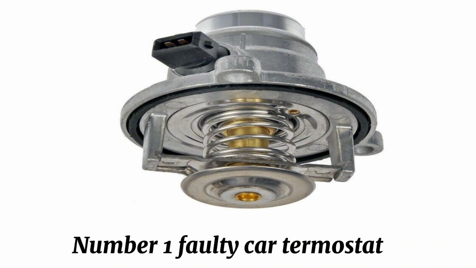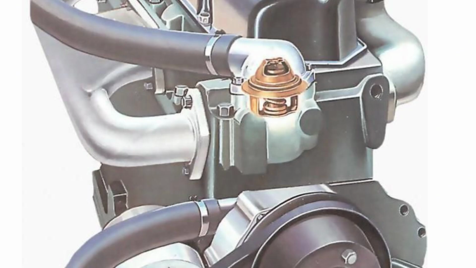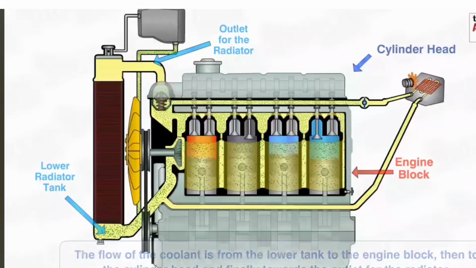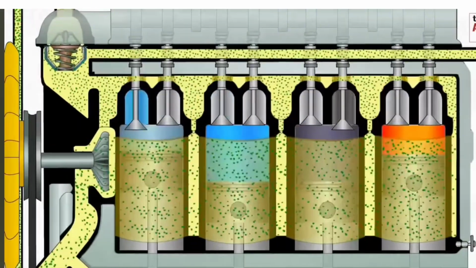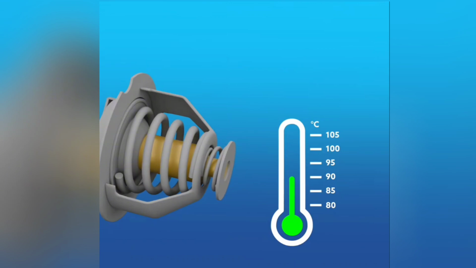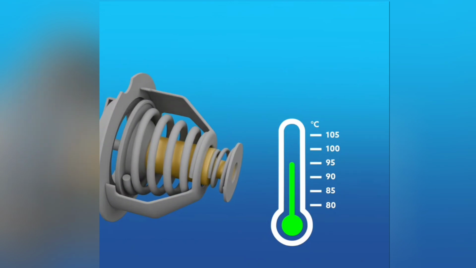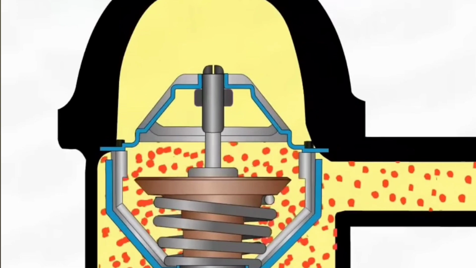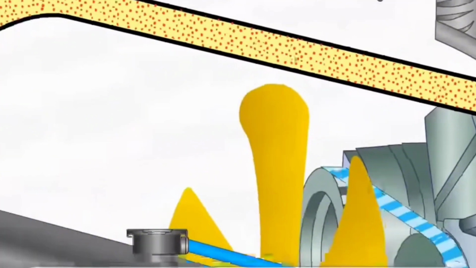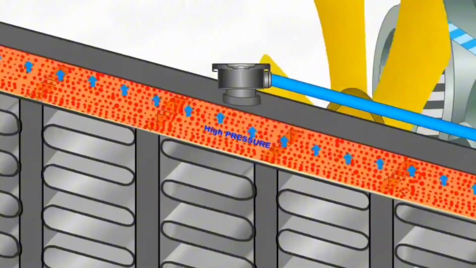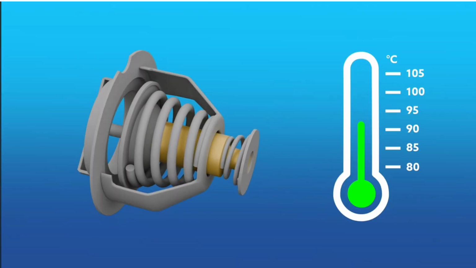Number 1. Faulty car thermostat. A car thermostat is a heat-sensitive valve located between the engine and the radiator that controls the flow of coolant to maintain optimal operating temperatures. It uses a wax-filled cylinder that expands when heated, usually 90 to 105 degrees Celsius, to open a valve, allowing hot coolant to flow into the radiator to cool. The thermostat valve closes when the coolant cools to 105 to 90 degrees Celsius.